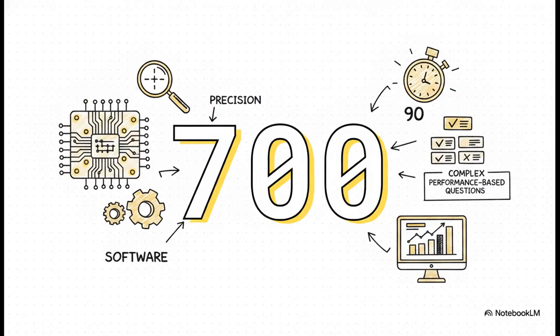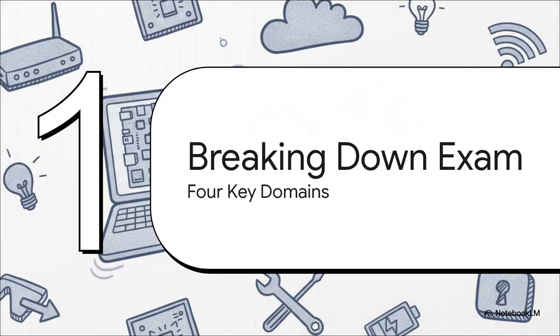Because you're dealing with live software environments, the stakes are high, and the passing score definitely reflects that pressure. You'll need to hit at least a 700 out of 900. That's up to 90 questions in exactly 90 minutes. So yeah, you have to be fast and you have to be accurate across both standard multiple choice and those tricky performance-based questions.